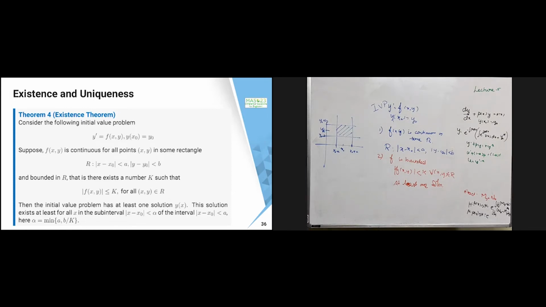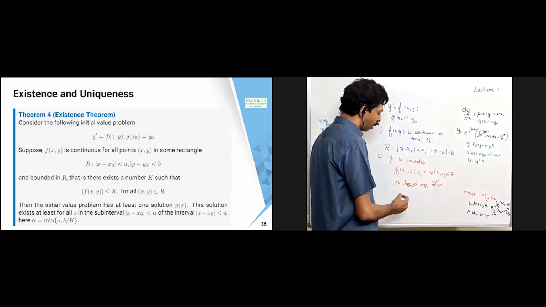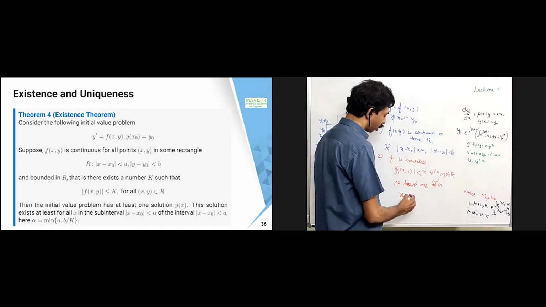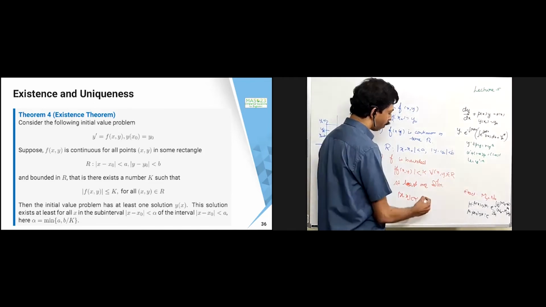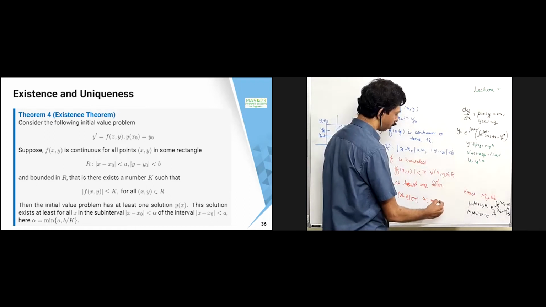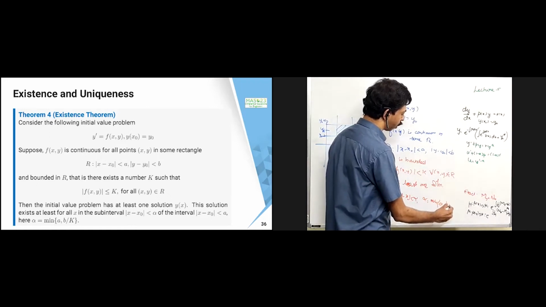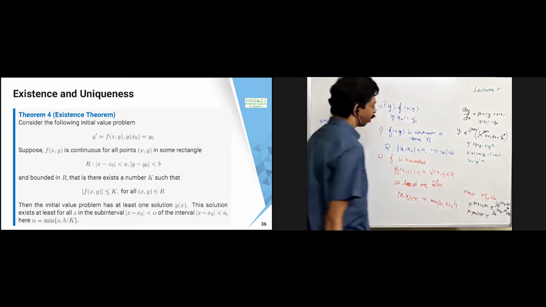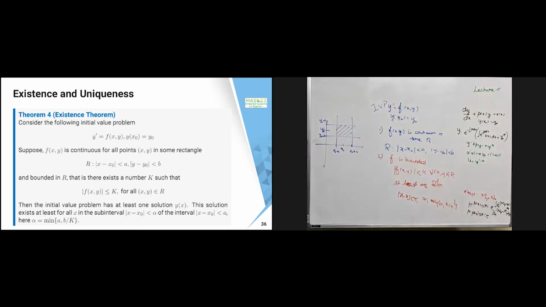It is going to exist in the subinterval |x minus x naught| less than alpha, where alpha is nothing but the minimum of a comma b by k. So suppose alpha equals a. If alpha equals a, that means my solution is going to exist everywhere in this interval, completely.